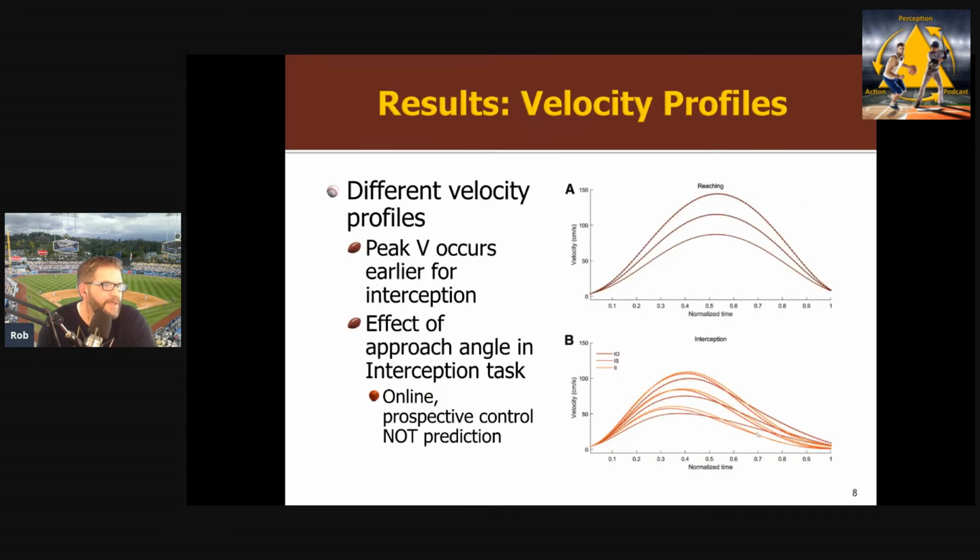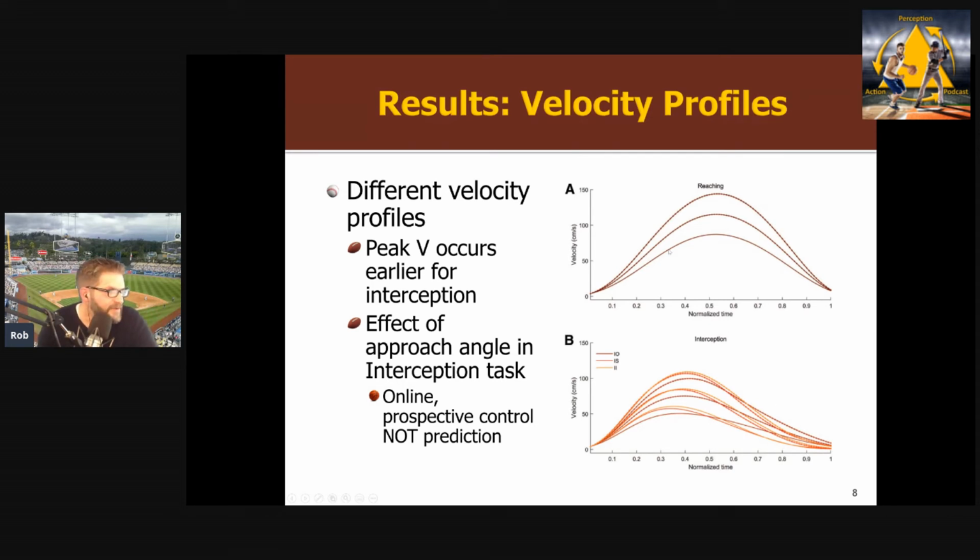Okay. What did they find? First thing they found, so these are the reaching profiles. So these are the profiles of your finger velocity. So this is reaching to the 3 different target distances to the static target, those 3 lines. So we have your velocity over time, okay? Here is your velocity when you're trying to intercept a moving object, okay?